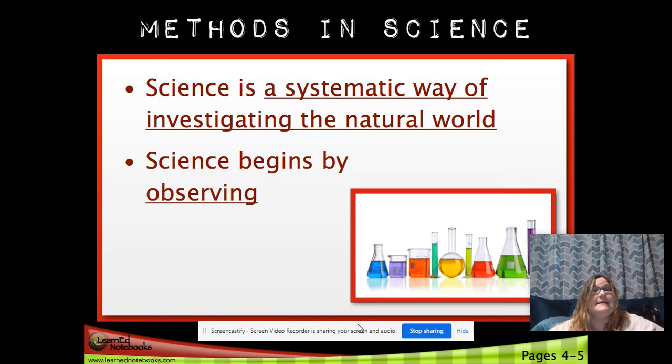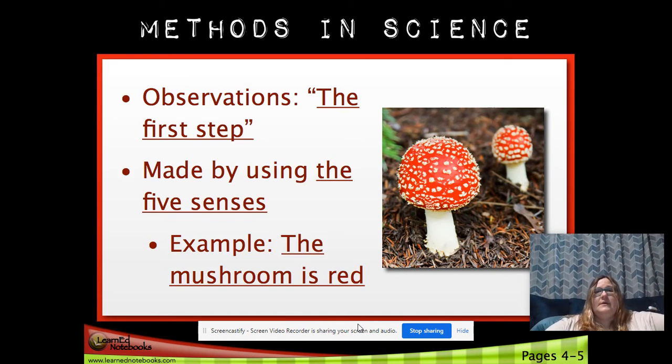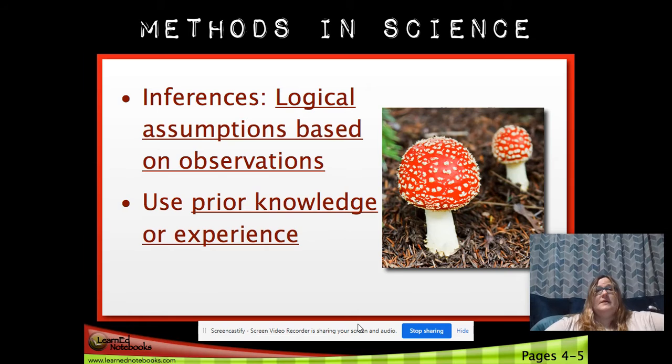All right, science. Science is a systematic way of investigating the natural world. It begins by observing, meaning somewhere somebody decided, why can't we have paper that sticks to walls? And they figured out, hey, how can we do this instead of taping it, et cetera, et cetera. So it begins by looking around and understanding something. Observation. So first step, you look. It's made by using the five senses. Example, the mushroom's red. You're looking at it using your sense of sight.